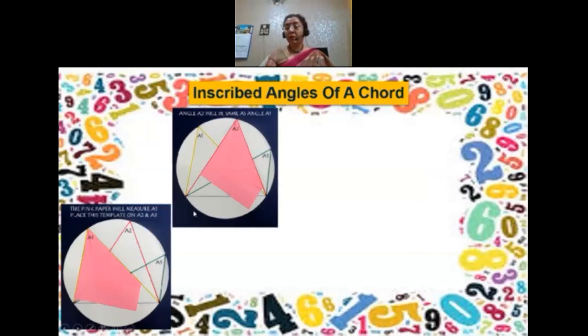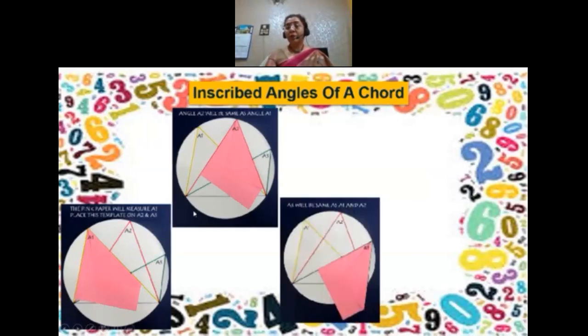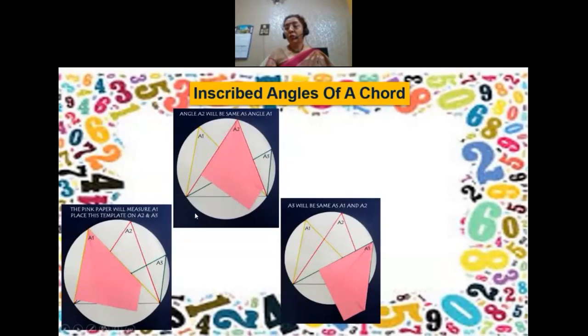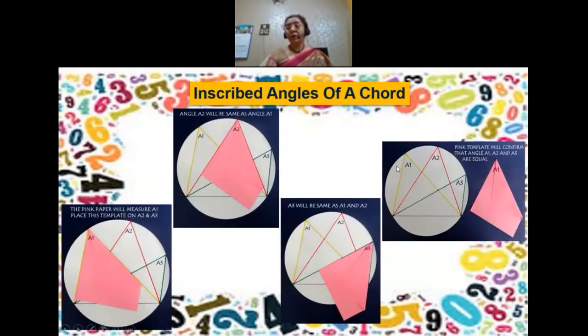Yes, exactly matching. Now by the method of induction, the child will come to the conclusion that all angles A1, A2, A3 are equal and they are being made by the same chord PQ on the same side. Don't you think by this method it will be easier for us and enjoyable for the students? It is a combination of inductive and project method.